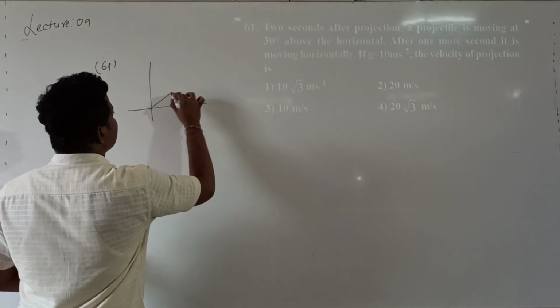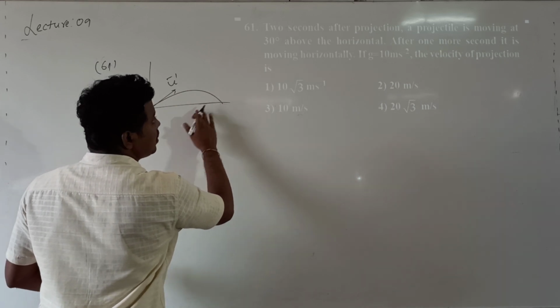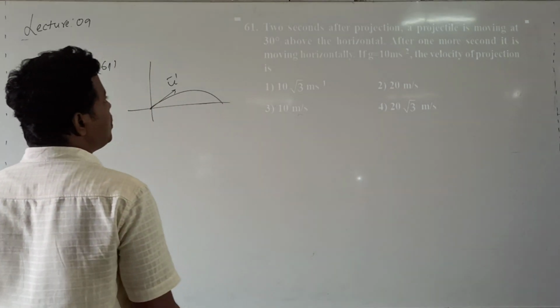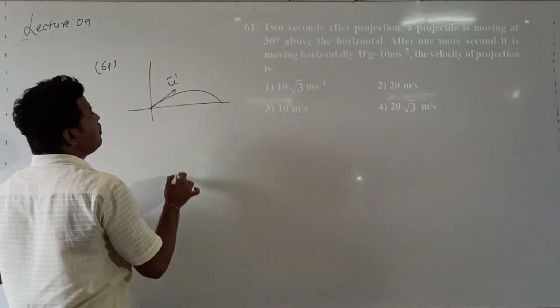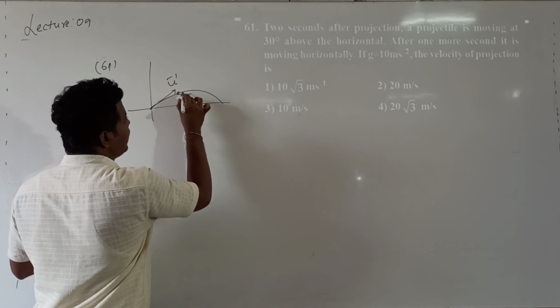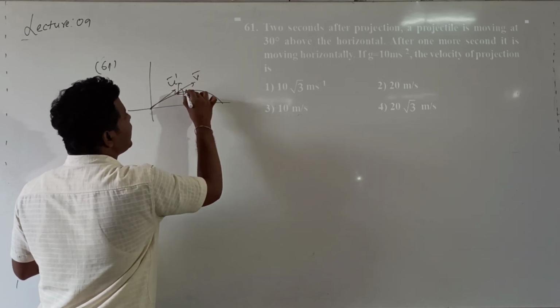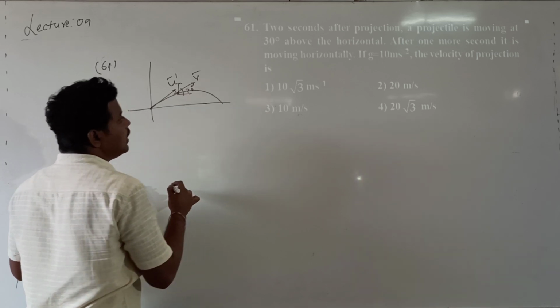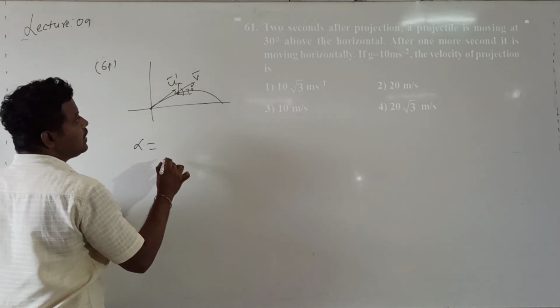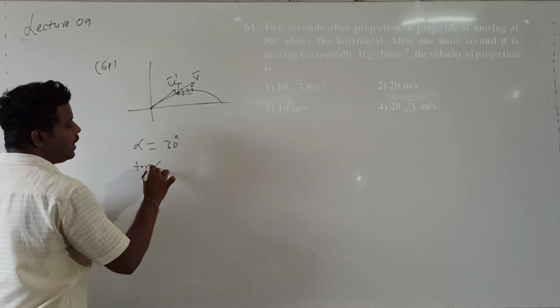A body is projected with some velocity u by making some angle. The angle of projection is also not given. After some time, after 2 seconds, the body was, for example, here. The resultant velocity is making an angle of 30 degrees with the horizontal. So that is the given alpha value, 30 degrees.